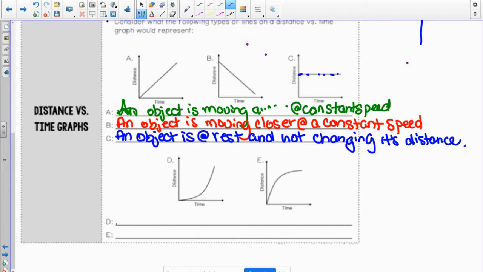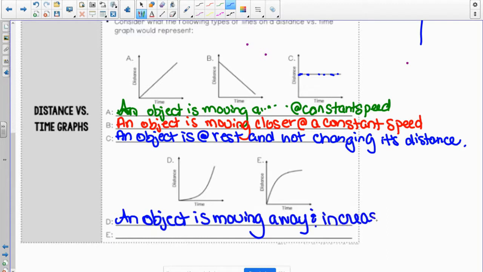So you can say an object is moving away still and increasing speed. It's not steady. It's definitely going faster.